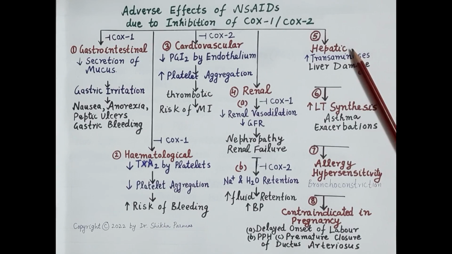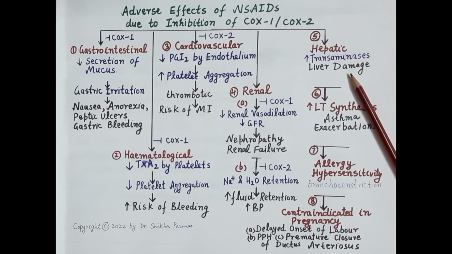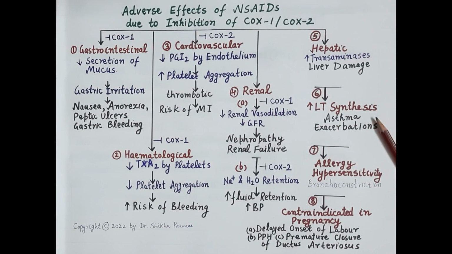Now, NSAIDs are also associated with a hepatic adverse effect. There is increase in the levels of transaminases, which are characteristic of liver damage. Now, NSAID like nimesulide is not used in many countries due to liver toxicity. Then diclofenac sodium, paracetamol, they can also produce liver toxicity if used for a long time. Then use of NSAIDs increases leukotriene synthesis.